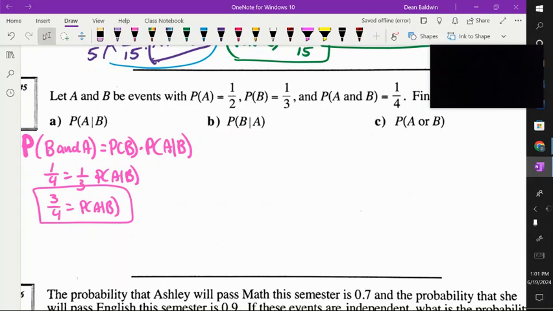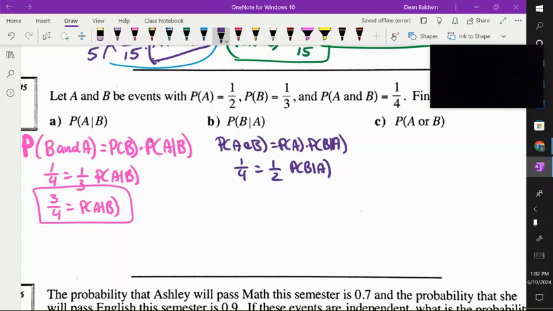You should be able to do the second one now, because it's pretty much the same thing. B given that A happened, so that's going to be A and B equals probability of A times probability of B given A happened. Which again is a quarter. This time the probability of A is a half. So we get 1/2 equals the probability of B given A has happened.